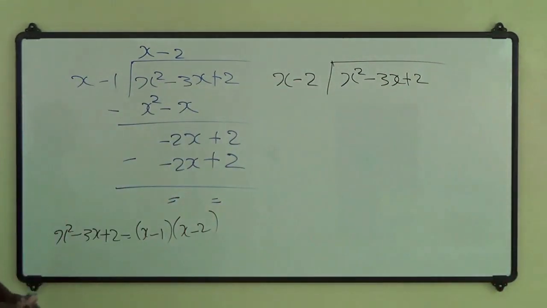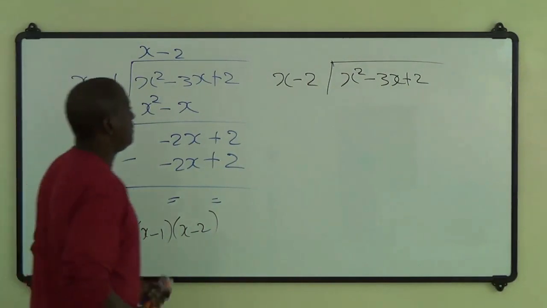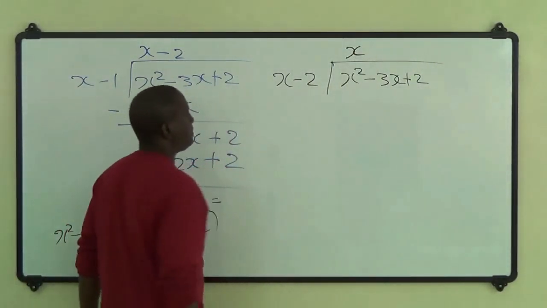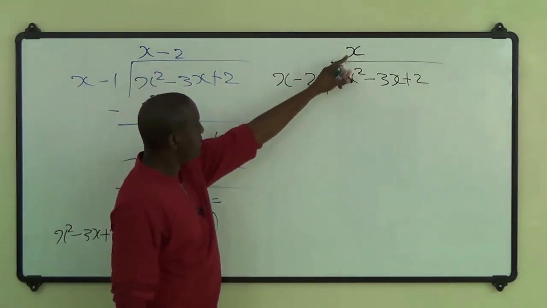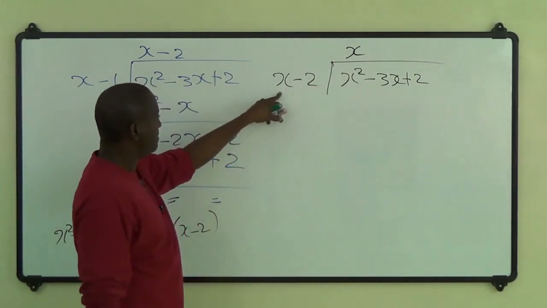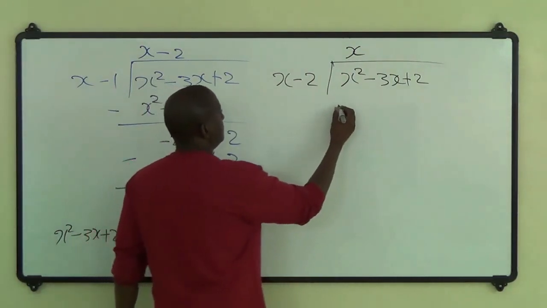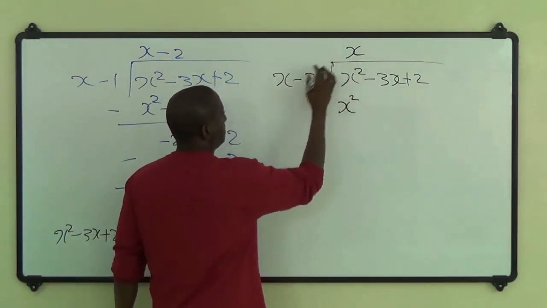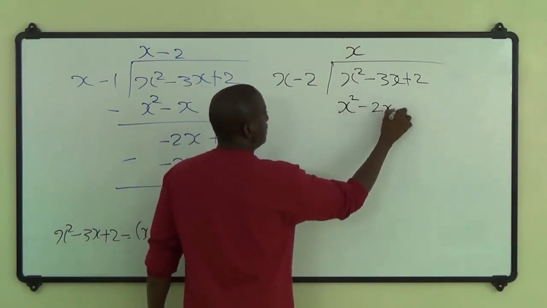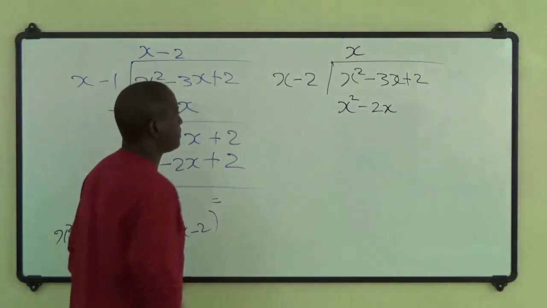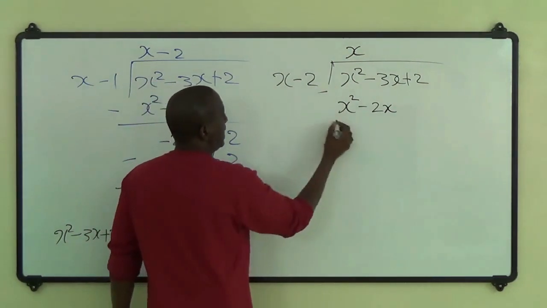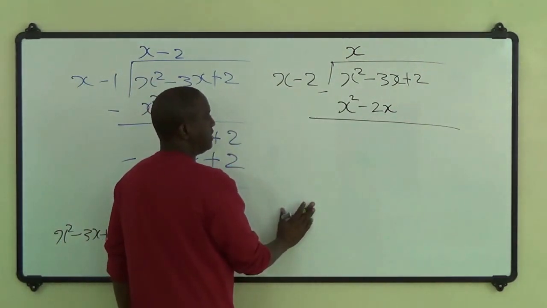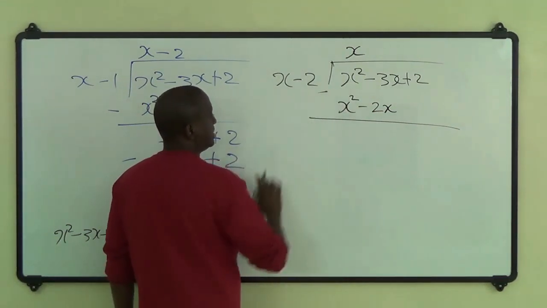So again, the same thing that we would have done across here. x into x squared is x. And then we say x into x minus 2 is x by x is x squared. x by minus 2 is minus 2x. Alright? And of course, if we do the subtraction, x squared minus x squared is 0.